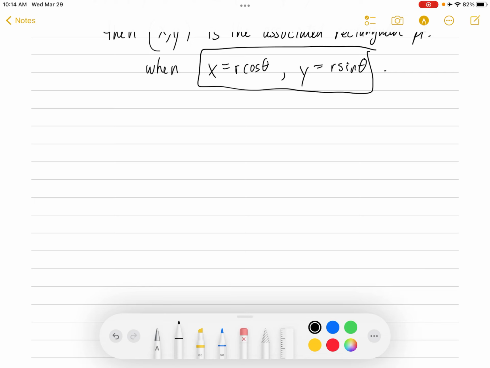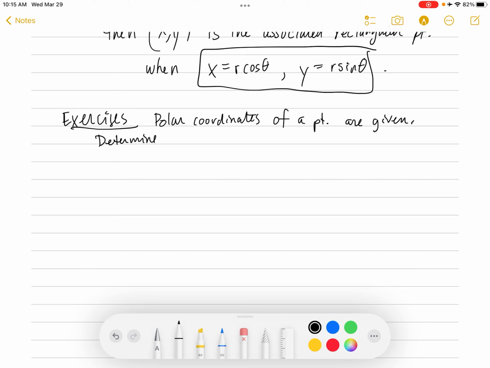So let's say I wanted to do that. Let's say I wanted to convert from polar coordinates, r, thetas, to rectangular coordinates, x, y's. Let's see if we can do that. So exercises. Polar coordinates of a point are given. Determine the rectangular coordinates of the point.